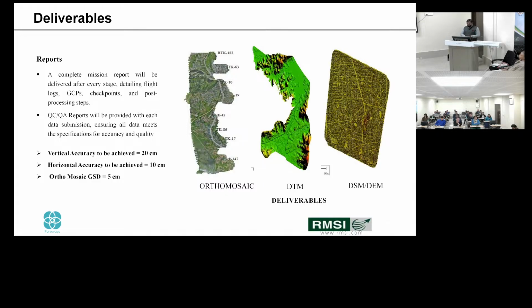There are deliverables like the ortho mosaic, digital terrain model, digital surface model, and contours. Because most of you use Google Earth, you will know what a satellite image is. An ortho photo is similar to a satellite image, but each building looks vertical. You look from 90 degrees, and each building should look vertical. That's called an ortho photo.